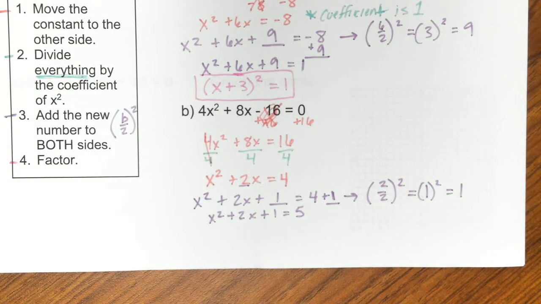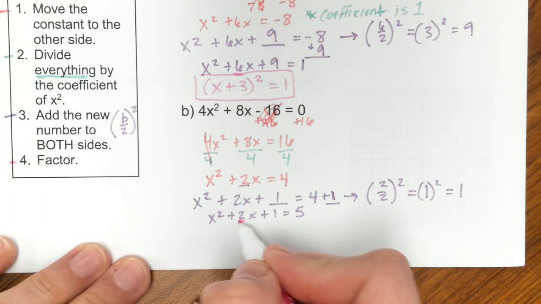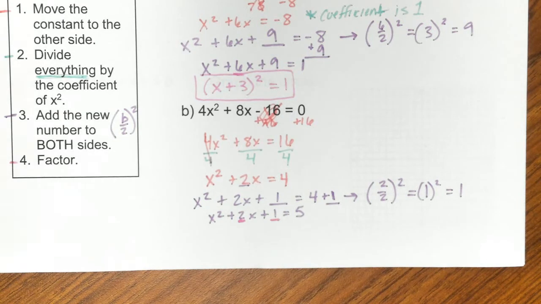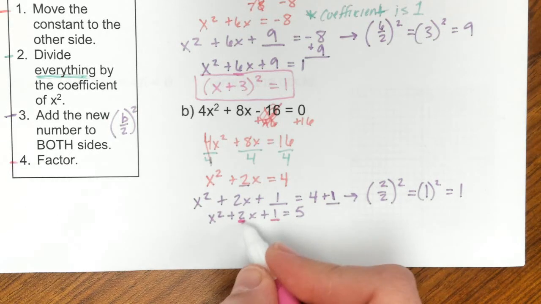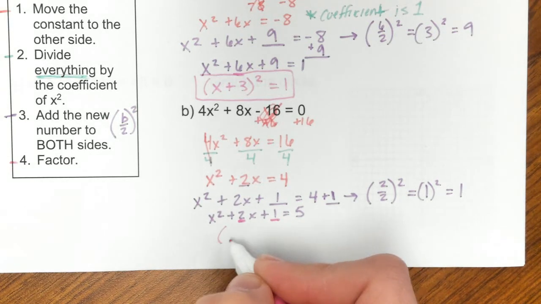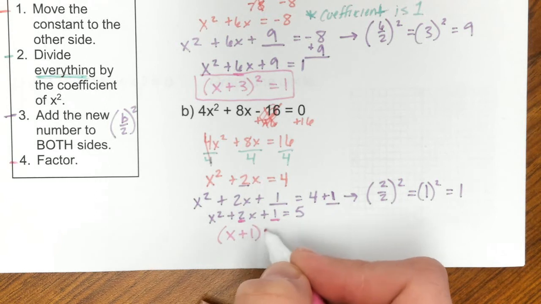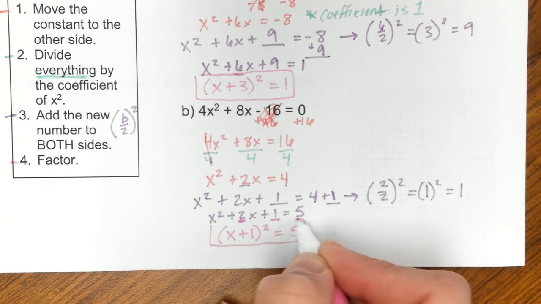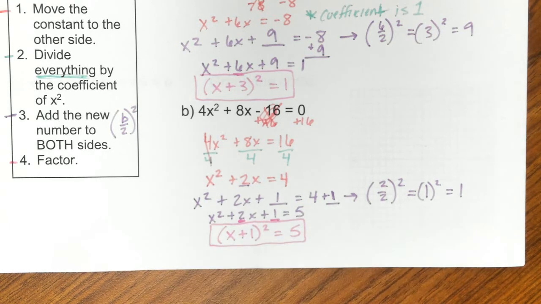Asking ourselves, okay, so what adds to equal 2 and multiplies to equal 1? Well, the only thing that can multiply to get 1 is 1. And 1 plus 1 is going to equal 2. So here we have x plus 1 squared is equal to 5. Okay, hopefully this is all coming back to you from algebra.